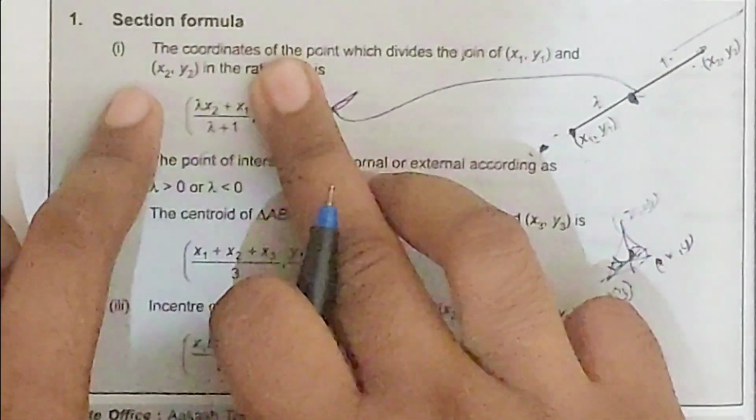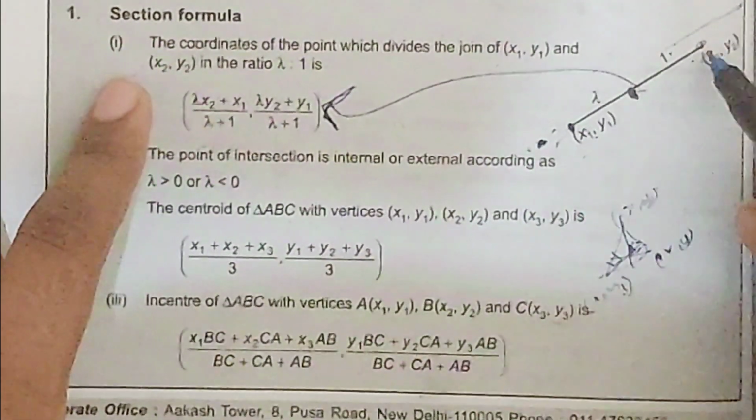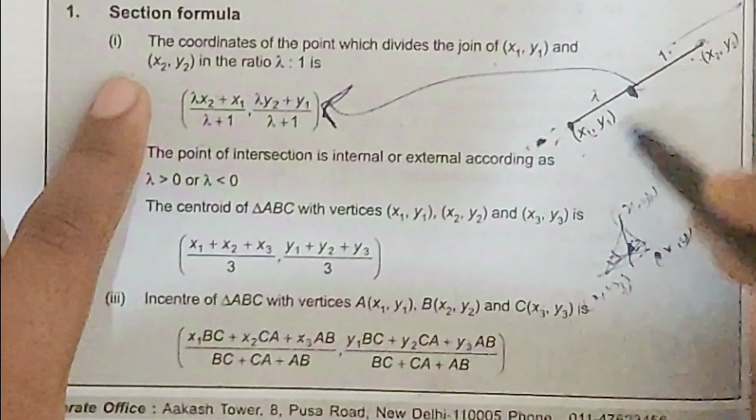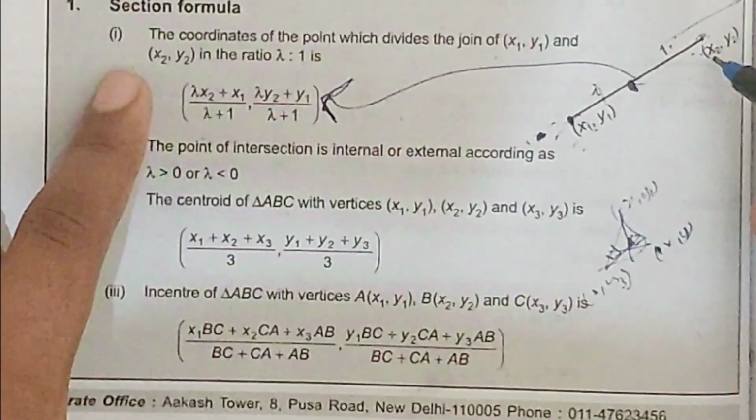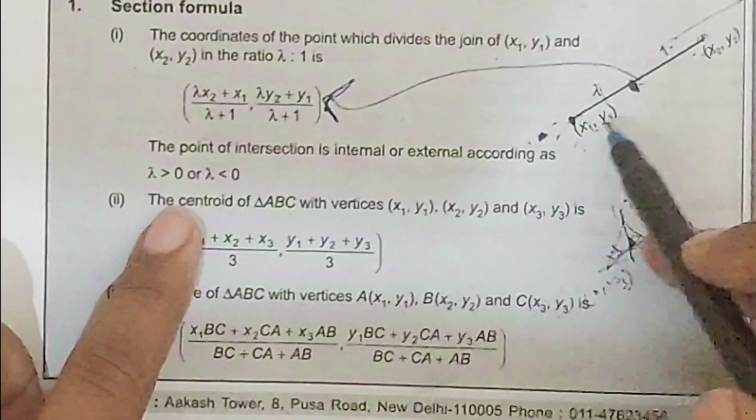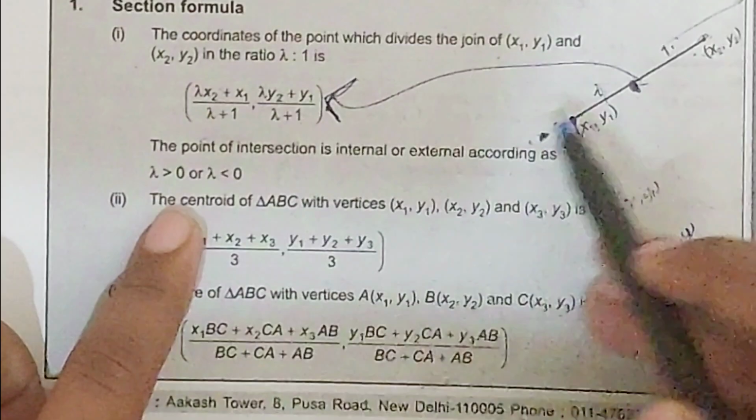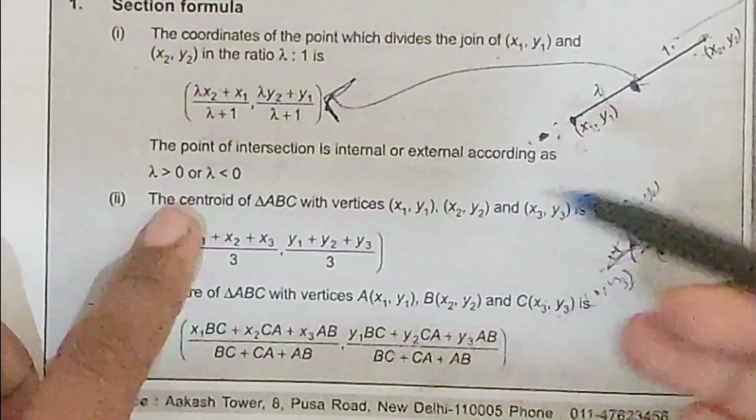So you already know this section formula. I think you have already studied it in 10th. This is the line with the chord with the points x1, x2, and it's dividing it in the ratio lambda is to 1. Then we get this point. If lambda is greater than 0, that means it is dividing internally, and if lambda is less than 0, that means it's dividing externally.